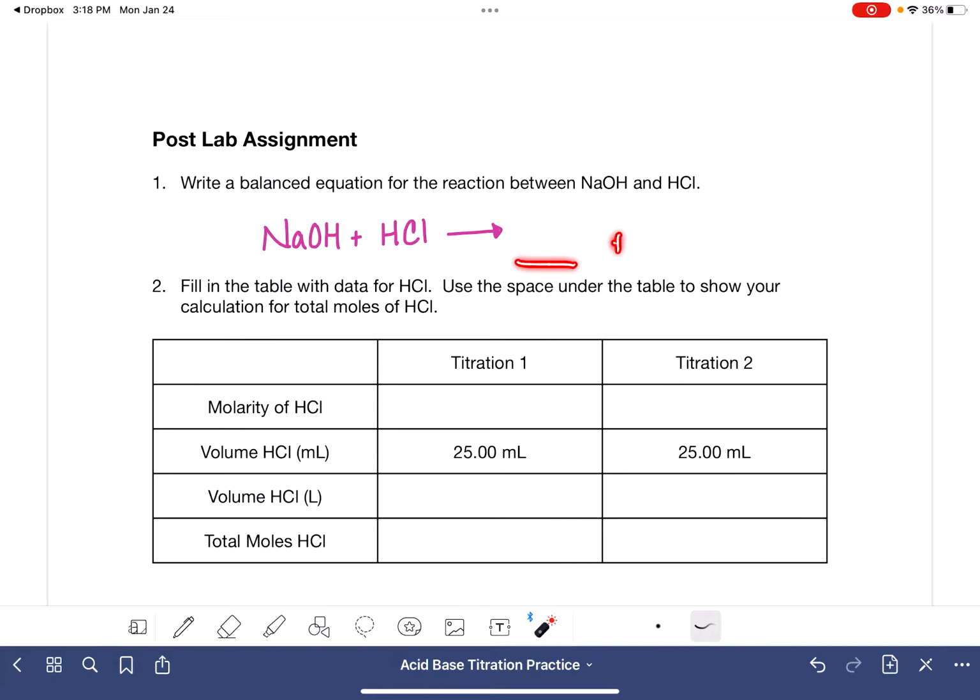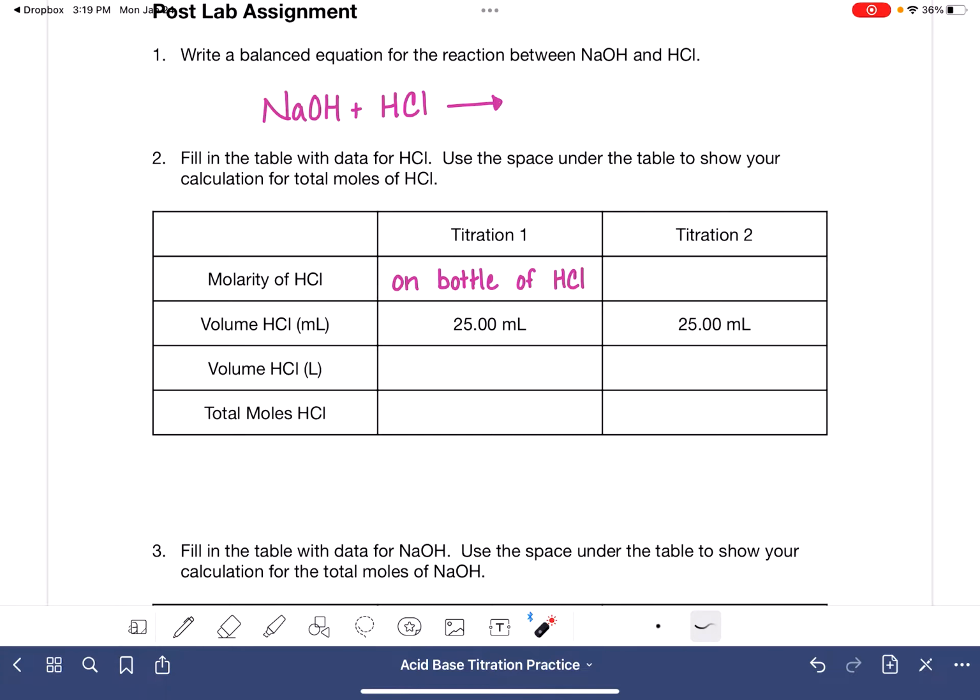Data table number 2 is going to have to do with HCl that you used in the experiment. For the first row, you're going to be reporting the molarity of the HCl. This is going to be given to you on the bottle of the HCl in the software. So you'll need to look that up. Look at the bottle to see what it says, and it's the same for both titration number 1 and 2. It's the same molarity for both of them. The lab instructs you to use 25 milliliters of HCl for this experiment, so that's been written in there for you. And then in this box, you're going to convert that volume into liters.